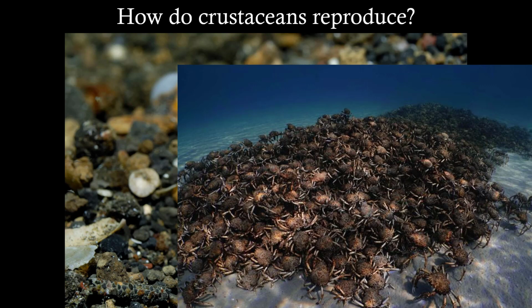And then here's a giant mating swarm of crabs. So at the bottom of the ocean, sometimes they'll get into giant mating swarms of male and female crabs, and they'll all mate together and then lay eggs in giant broods.